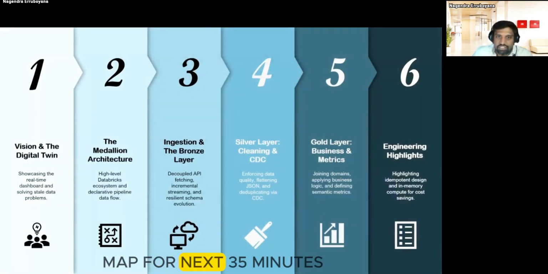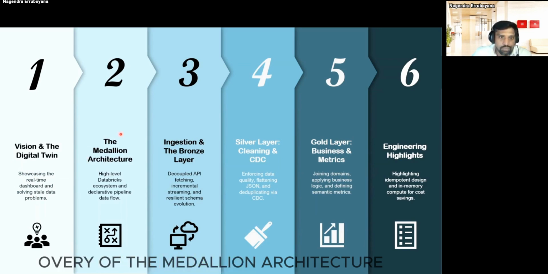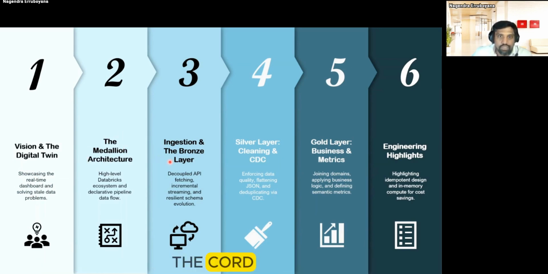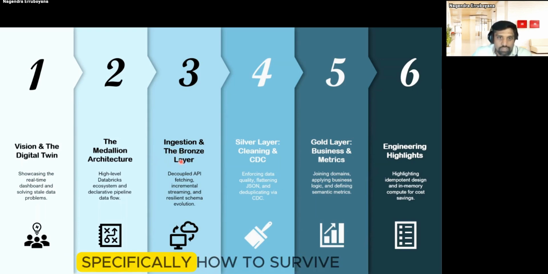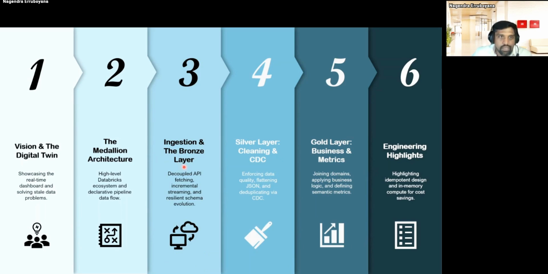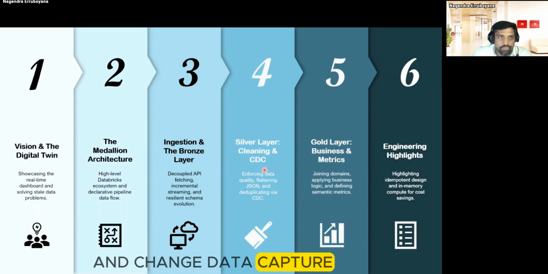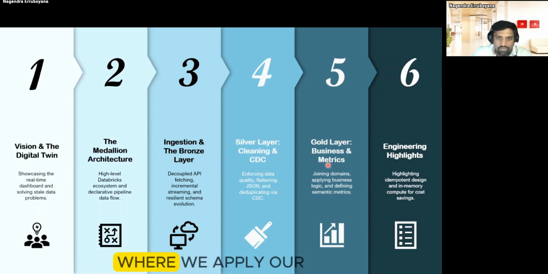Here is our roadmap for the next 35 minutes. We will start with the vision: what we built and why. We look at the high-level overview of the Medallion architecture. Then we get to the code. We look at the ingestion and the bronze layer, specifically how to survive the API changes. We'll move on to the silver layer, focusing on deduplication and change data capture. We will cover the gold layer where we apply our business logic. Finally, we wrap up with some engineering highlights focused on cost optimization and pipeline resilience.